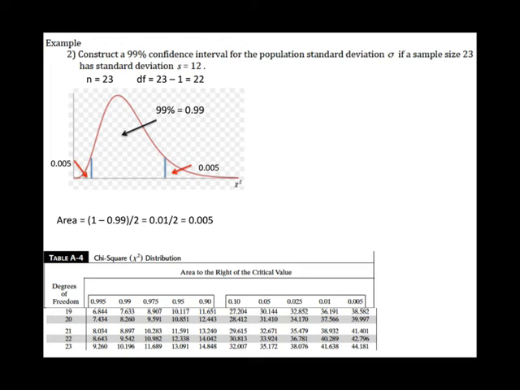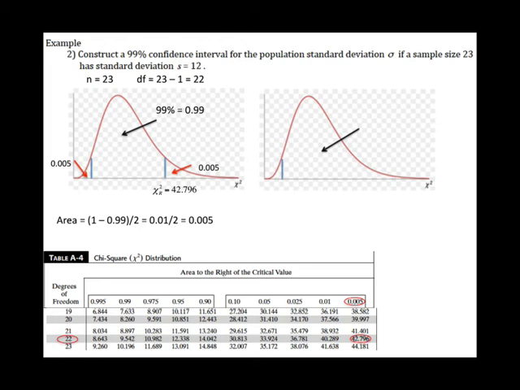Okay, degree of freedom, that's 22. And then let's find the chi-square to the right. So that's 0.005. It's going to be here. So critical value will be 42.796.